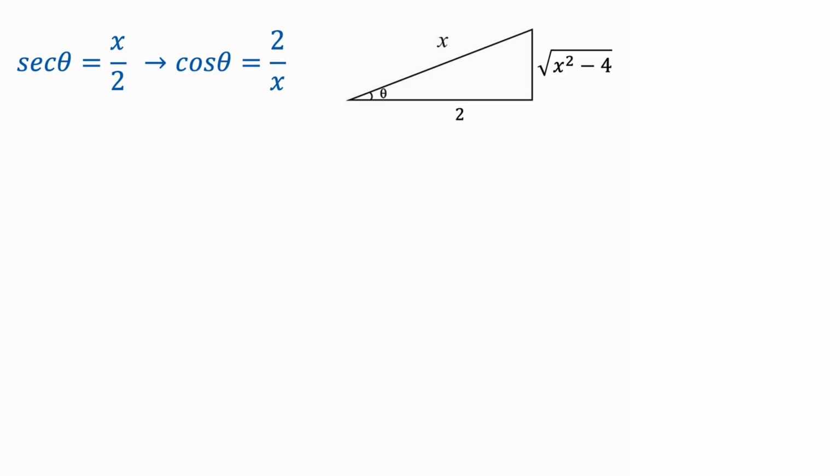So what exactly are we looking for? Secant theta and tangent theta? Secant theta, that was already obvious from the beginning. We need tangent theta now. What would tangent theta be then? The opposite side over the adjacent side. So our tangent theta has been found.